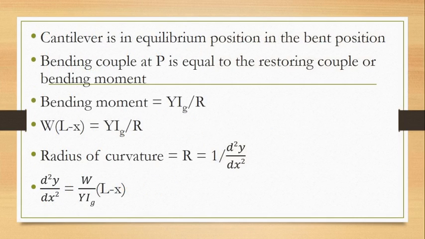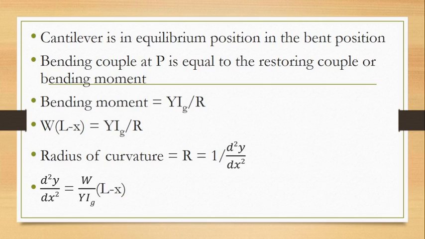So substituting R in the above equation and rearranging, you will get an equation for d square y by dx square as W by YIg into L minus X. So you have to study that the radius of curvature is 1 by d square y by dx square. You can substitute it in the above equation and find out the value of d square y by dx square. We are going to find out the depression.